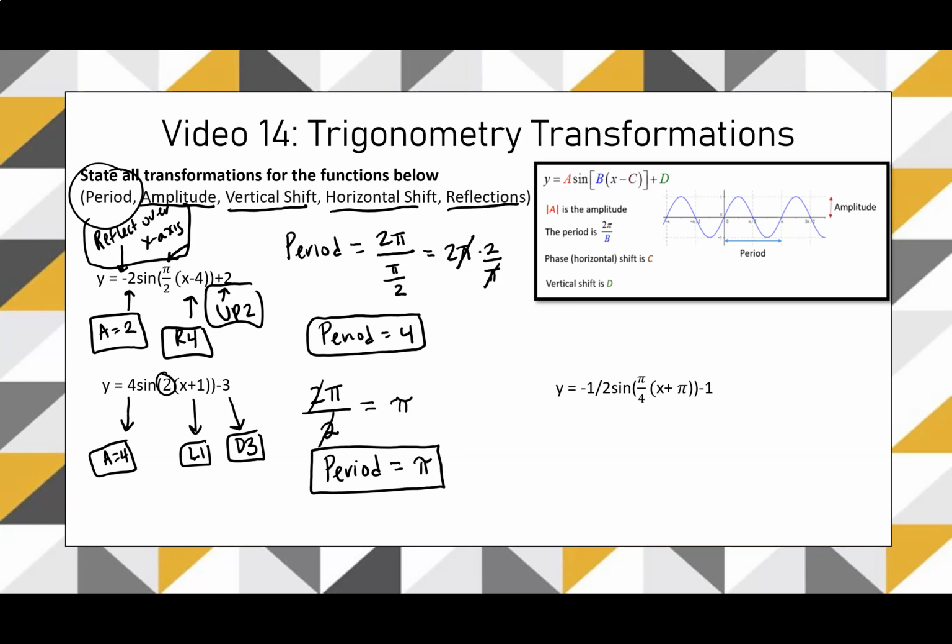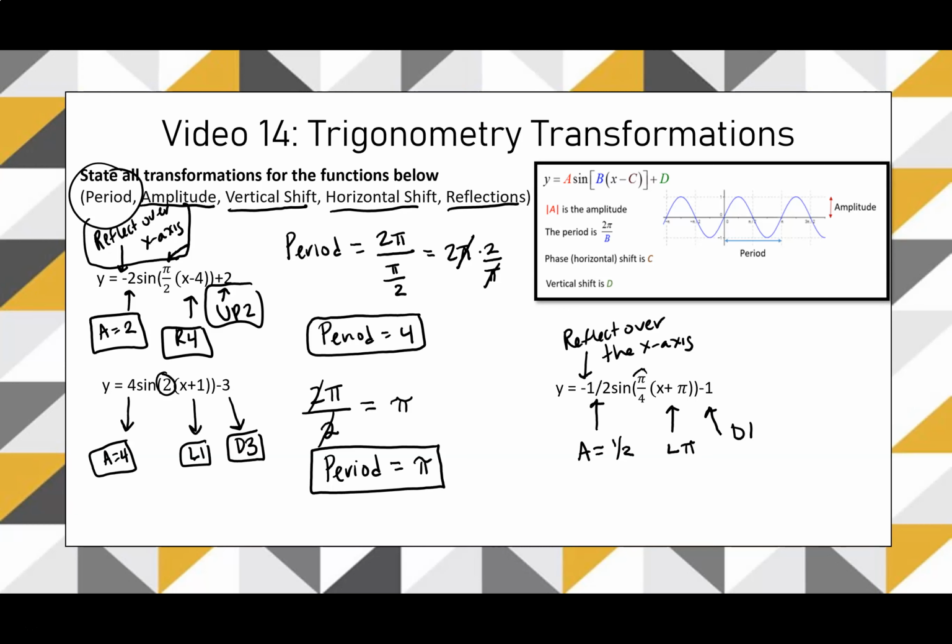All right, last one. We do have a negative here, so this one is reflected over the x-axis. Our 1/2 is going to be our amplitude, so it's going to be kind of shrunk or smushed, if you will. Our amplitude is 1/2. We'll go back to the b in a second. This is going to be a left pi, and this one is going to be a down 1.